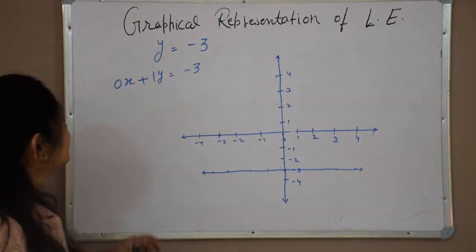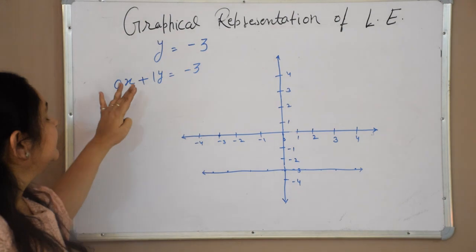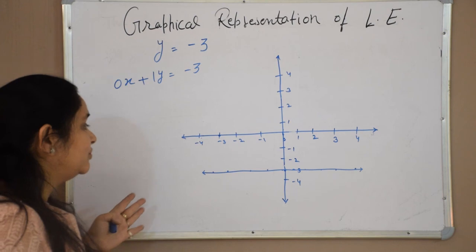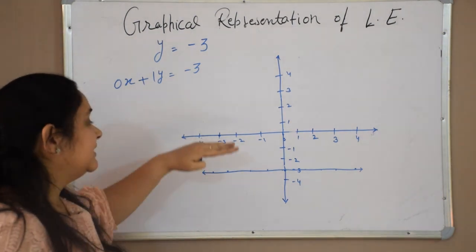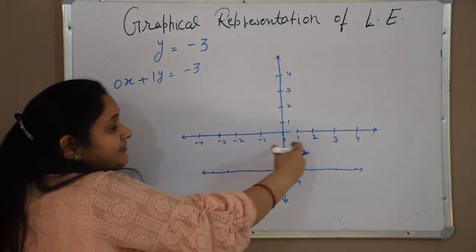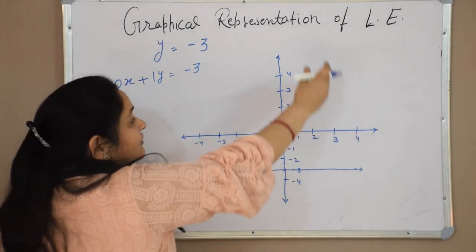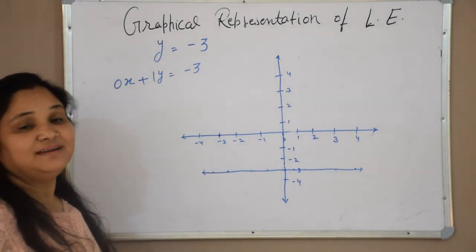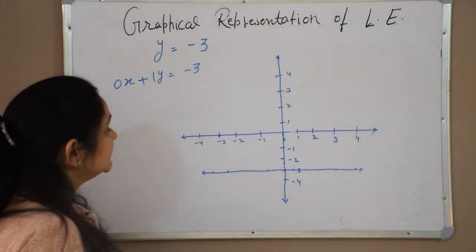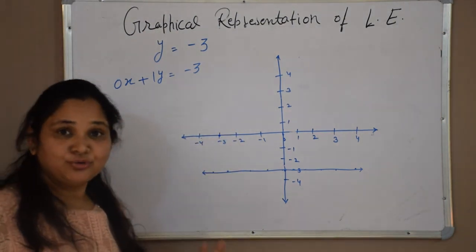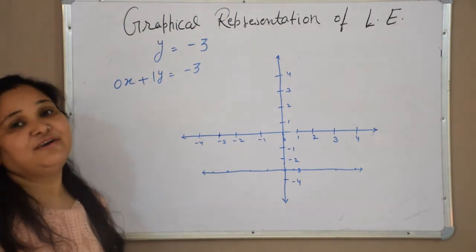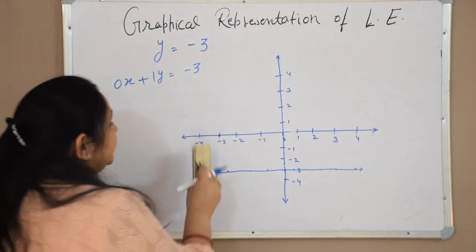So we can conclude that whenever y is equal to some constant, suppose y is equal to a, then every time we get a line parallel to the x-axis, and when we have x is equal to b, then our representation will always be a straight line that is parallel to the y-axis. So I think the concept is clear to you for both linear equation in two variables and linear equation in one variable.